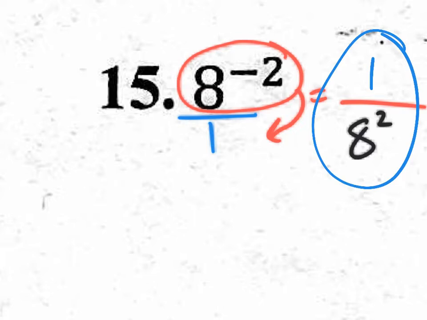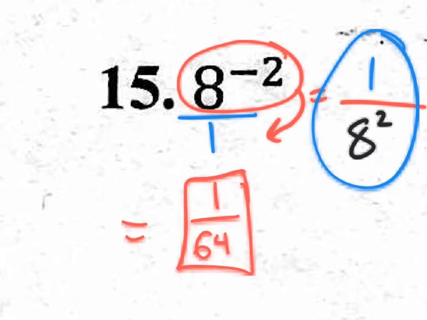8 to the power of 2. So what is 8 to the power of 2? 64. So your answer is really 1 over 64. And that's it.